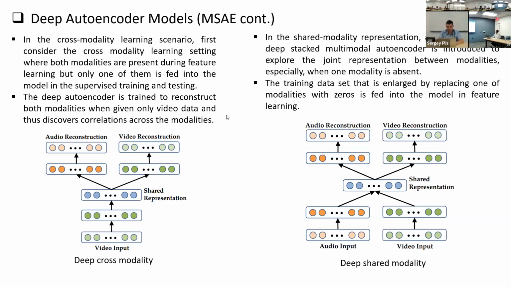So then they proposed, in the shared modality representation, a modality-specific deep stacked multimodal autoencoder to explore the joint representation between modalities, especially when one modality is absent. And then the training dataset, which is enlarged by replacing one of the modalities with zero, is fed into the model in the feature learning. And using this model, they report results which perform better than the previous one, because it can capture cross-modality information and also the shared modality information.